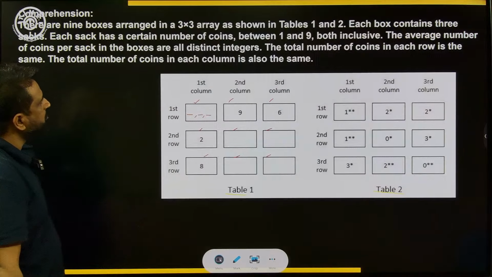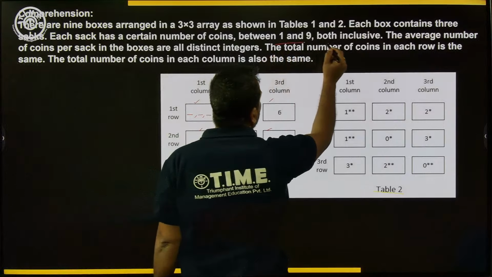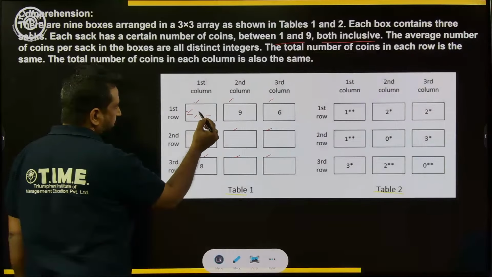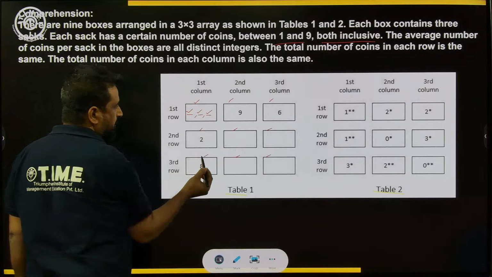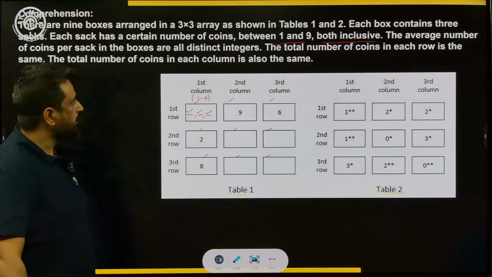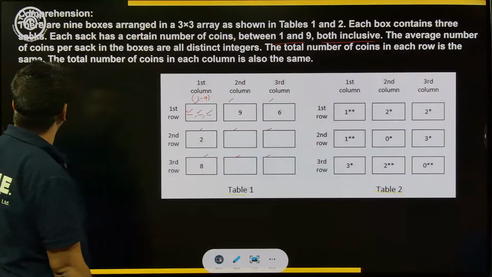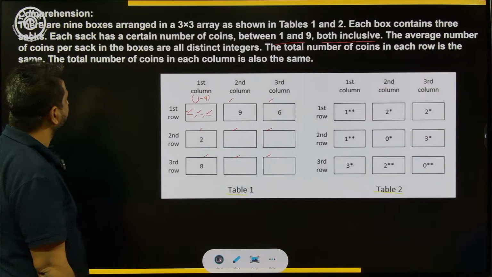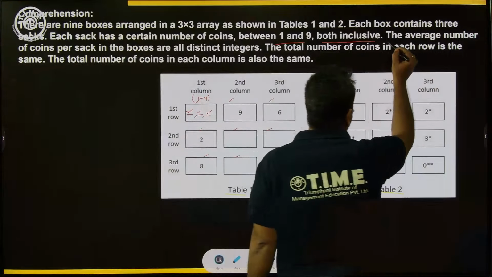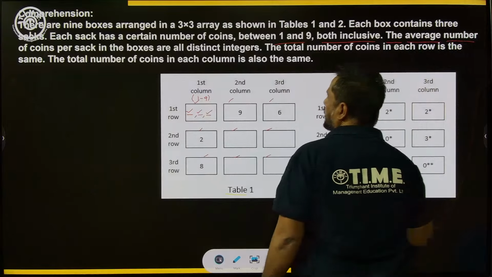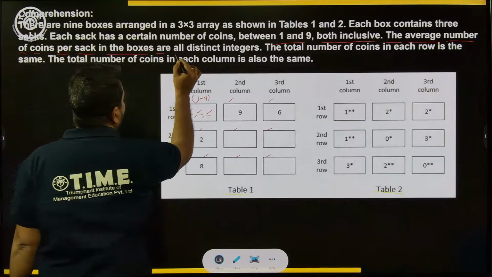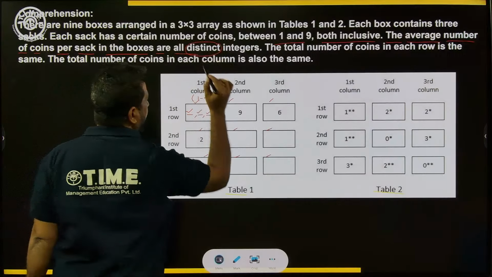Each sack has a certain number of coins between 1 and 9, both inclusive. So in each of the sacks, we have a certain number of coins, and that number ranges from 1 to 9. And what is given? The average number of coins per sack in the boxes are all distinct integers. I think this is a crucial point. The average number of coins per sack in the boxes are all distinct integers.